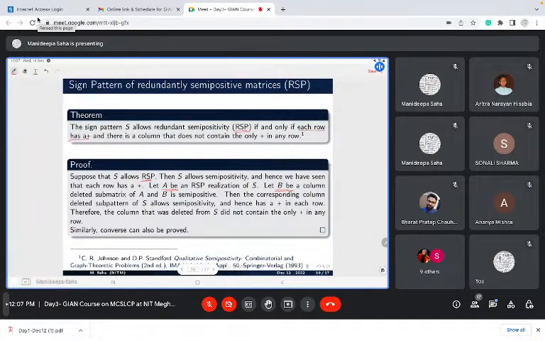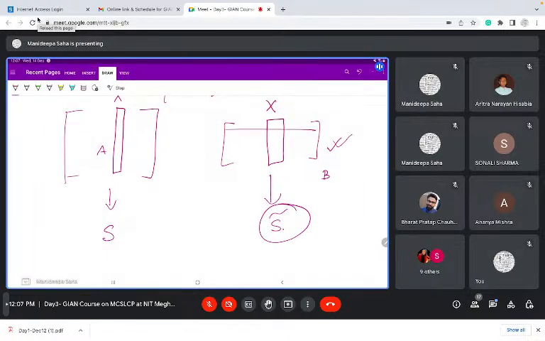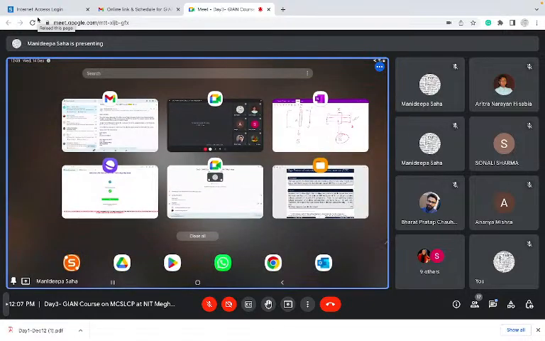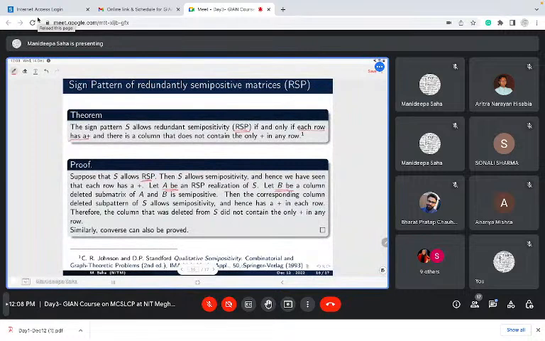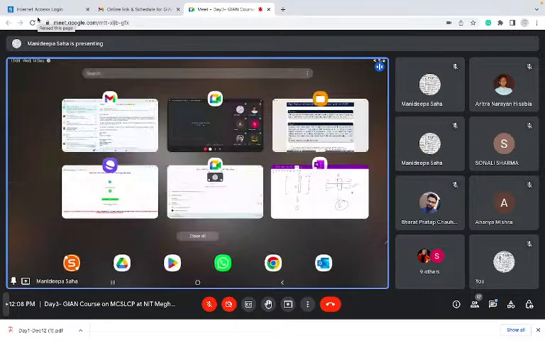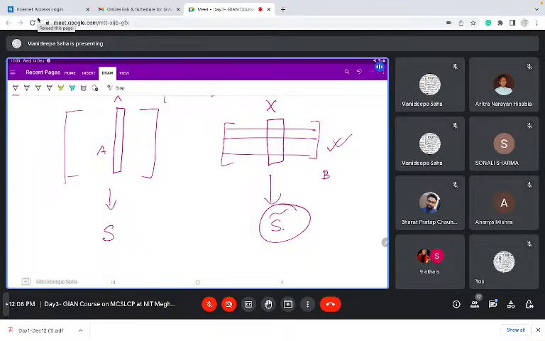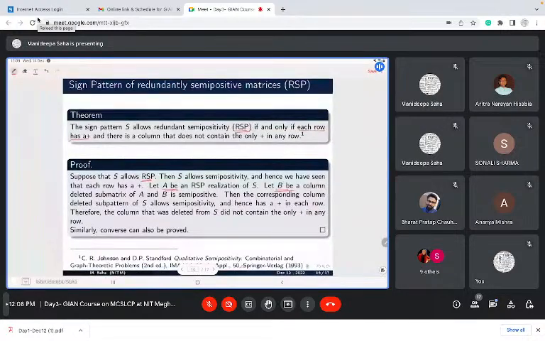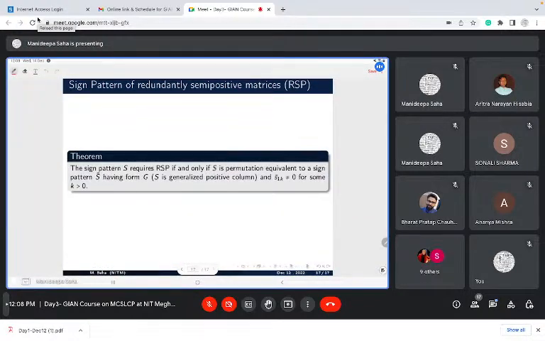each column, each row has a positive entry. Then again in that B, each row has a positive entry. So therefore the column related to S does not contain only the positive. That means this is not the only positive the column has. It can have other positive entries here also. It can be here, it can be here, it could be here. So similarly, one can see the converse also.